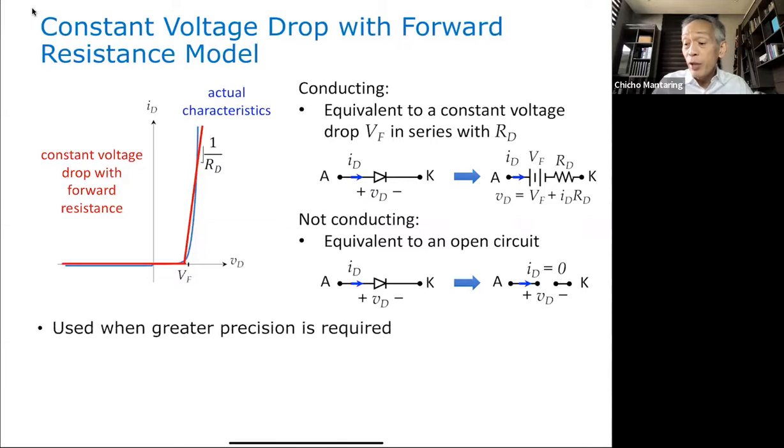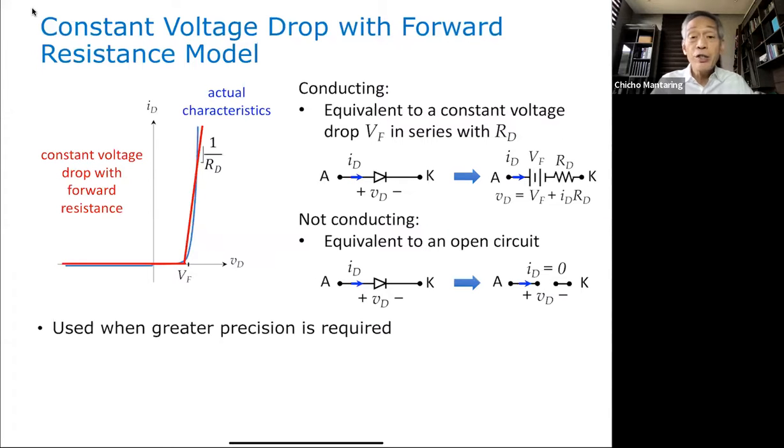And we use this model when greater precision is required. But as I already mentioned earlier, most of the time we use the second model. Because if you take into consideration the difference in precision between the second and the third models, it's actually very little.